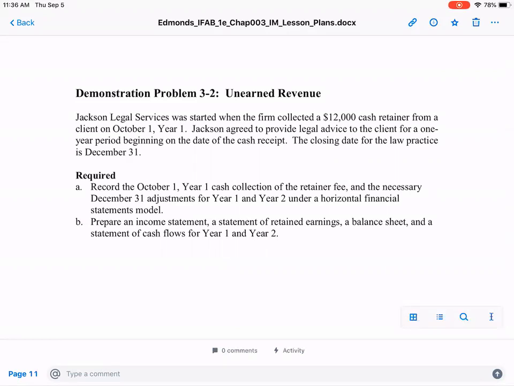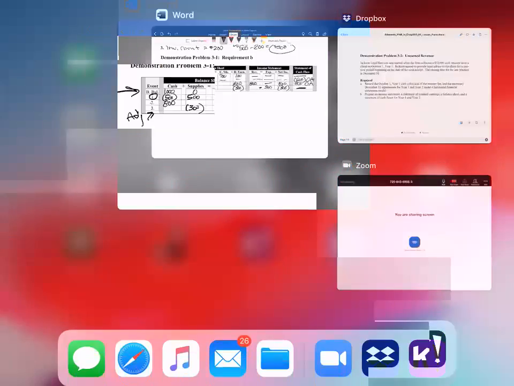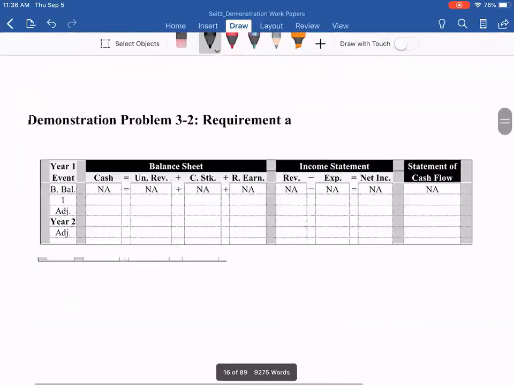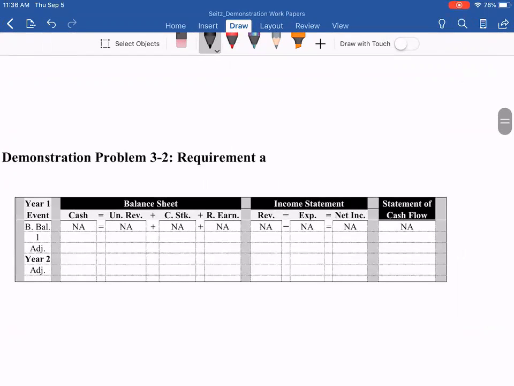So the very first thing we're going to have to do is record these transactions and then prepare limited financial statements with the amount of information that we have. So I'm going to pull up our information here that we have been working on. Requirement A asks us to basically prepare this information. And there were no beginning balances, so you can see the NAs all the way across.